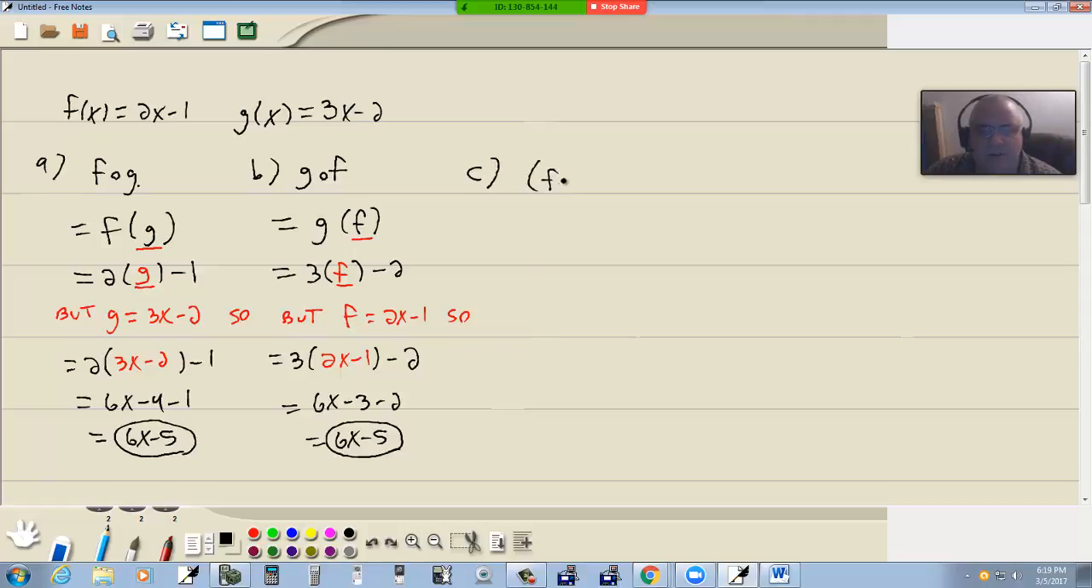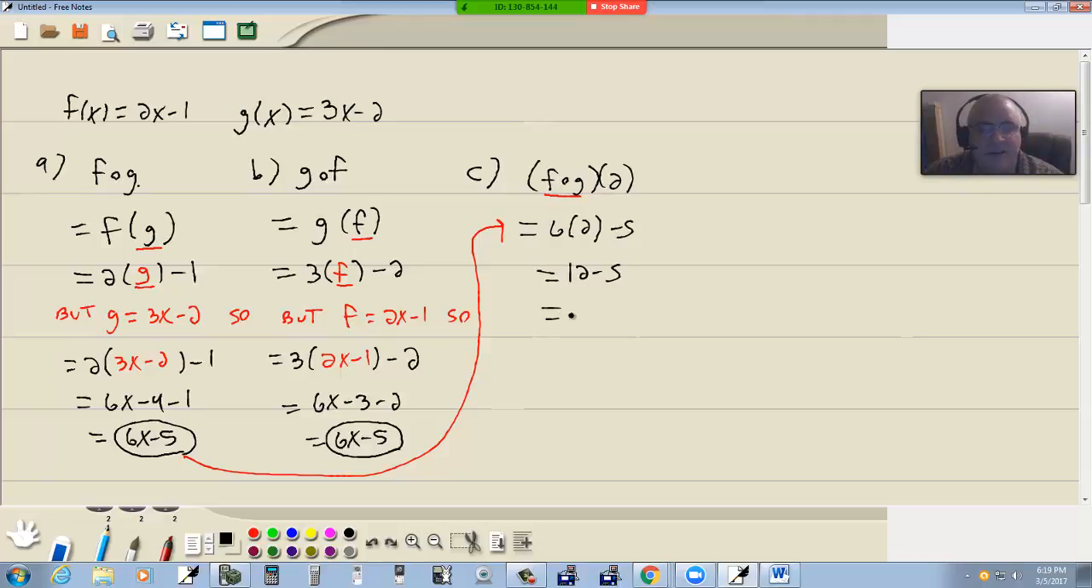And then one other item that's notation. You may run across a problem that looks like this. What this is saying doesn't say take the composition of f and g times 2. This says first find the composition of f and g, which is what we just did over in this part. And then you're going to plug 2 in for the x. So I got 6 times 2 minus 5, which gives you 12 minus 5, or gives you a 7.